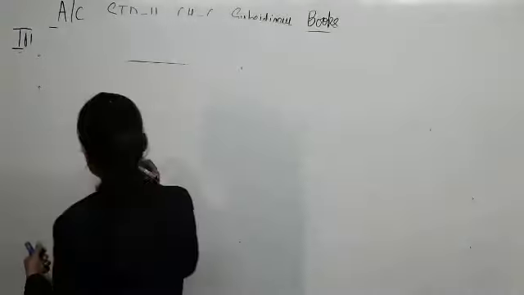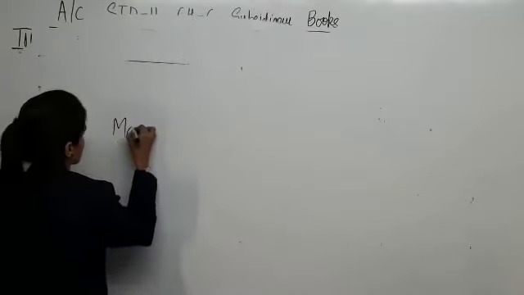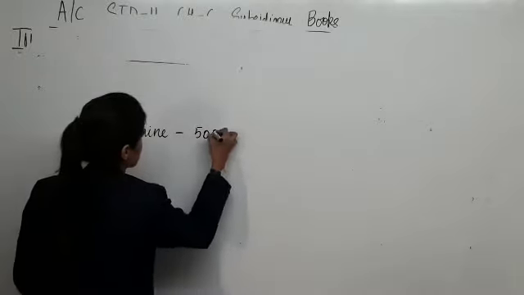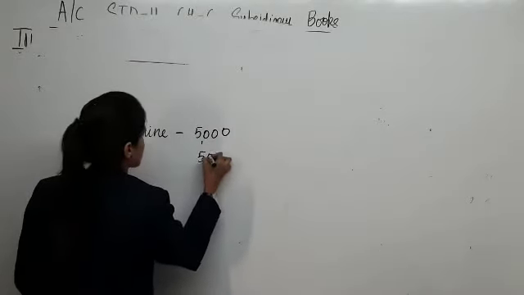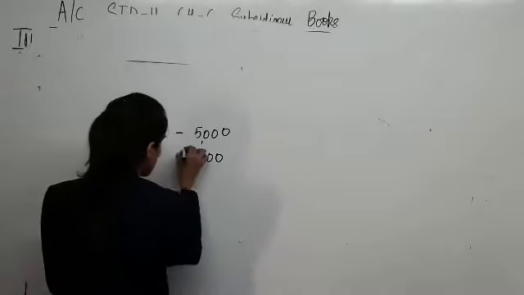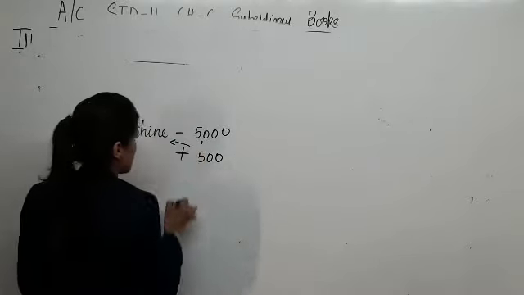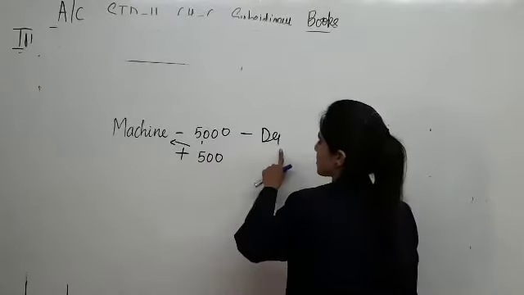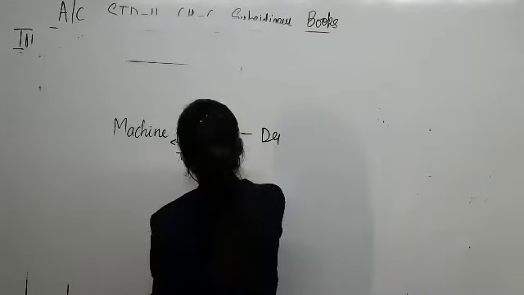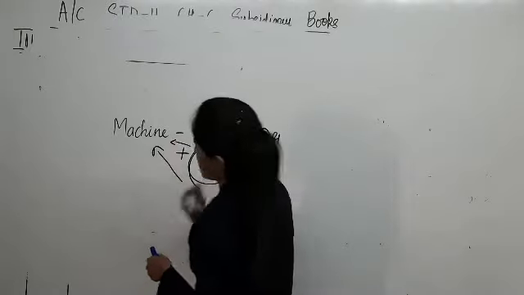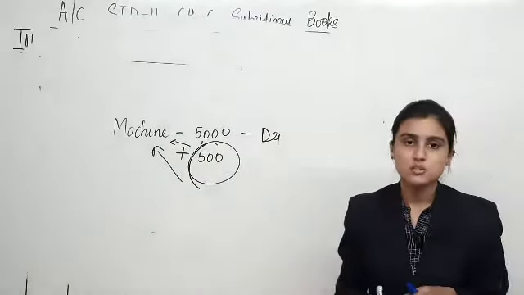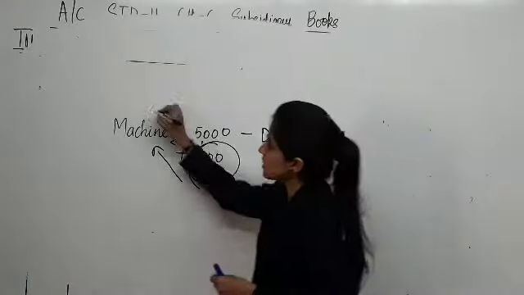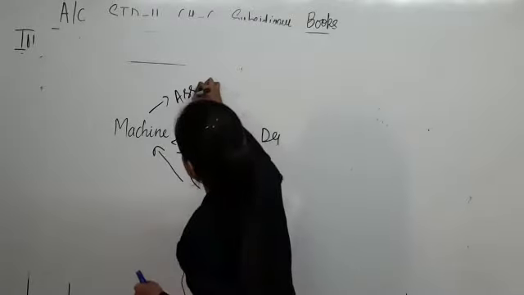Like the machine is 5,000, installation expenses 500, so that you have to add into the machine account. So machine is an asset. When it is purchased, of course machine account is debited with 5,000. Again, installation charges that have been paid are for purchase of machine, so the installation charges will not be separately debited. They will be debited to that particular asset account itself.